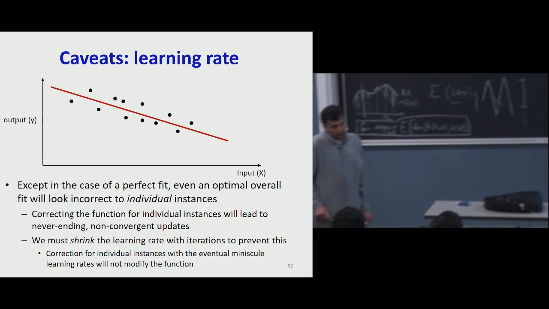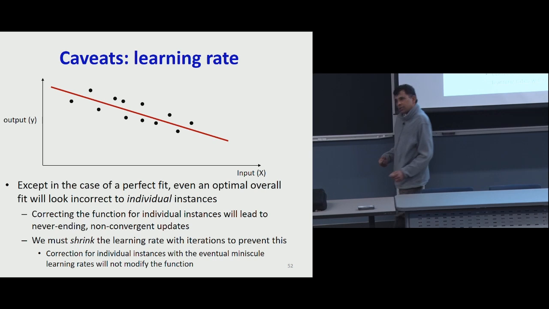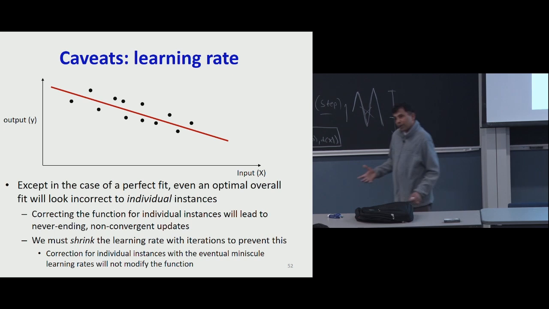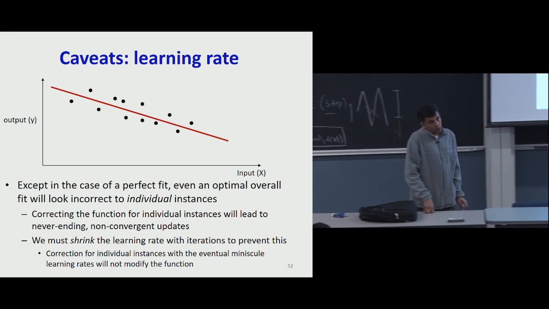So when you begin considering individual training instances one at a time, your current function is almost certainly always going to be wrong. And so if you're making corrections for individual training instances, you're always going to find something to correct, even though you've already found the optimal solution. So how does this interact with the fact that we think that making incremental solutions can actually give you an answer? And this has to do with your step sizes.